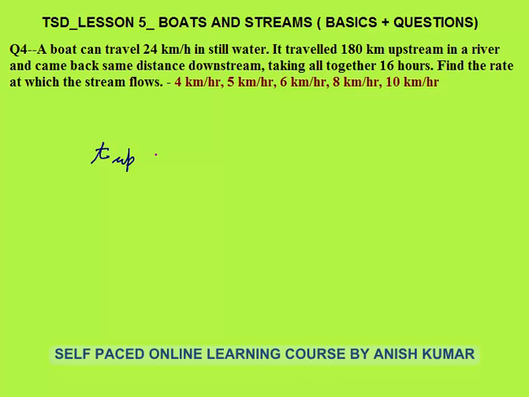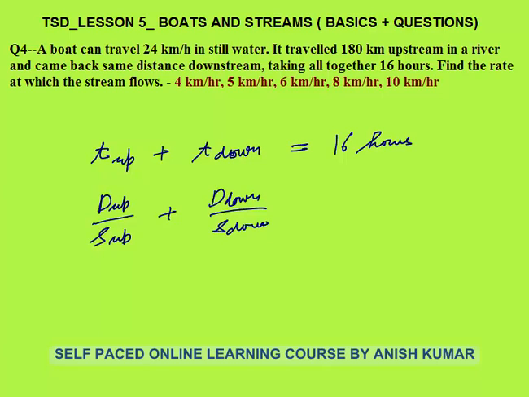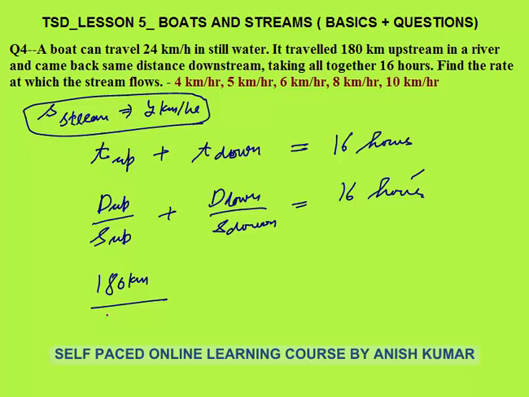We are given that time upstream plus time downstream, total time, is 16 hours. Now what is time? Time is distance upstream upon speed upstream plus distance downstream upon speed downstream. This total must be equal to 16 hours. Distance is the same in both cases, 180 kilometer. Let the speed of stream be y kilometer per hour. So upstream speed would be 24 minus y, since your speed is 24 kilometer per hour given to you, and downstream speed is 24 plus y. So 180 upon 24 minus y plus 180 upon 24 plus y must be equal to 16 hours.